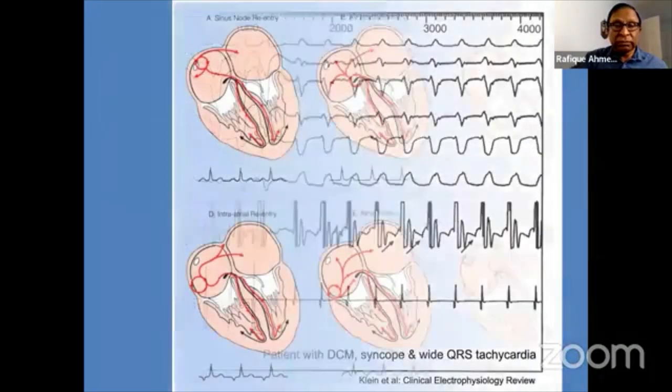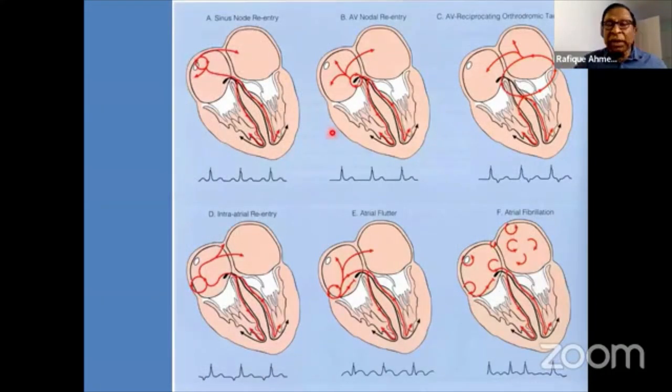So what are the mechanisms of supraventricular tachycardia? There are multiple mechanisms. We can have re-entry within the sinus node. We can have re-entry in the AV node. We can have atrioventricular reentry, meaning the electricity goes back through the accessory pathway and comes down through the AV node. But the common pathway is the AV node. So if it is coming down the AV node, eventually the QRS will be narrow, unless there is pre-existing bundle branch block.